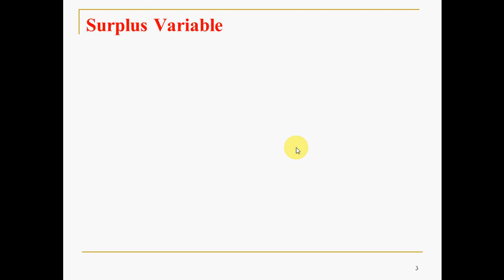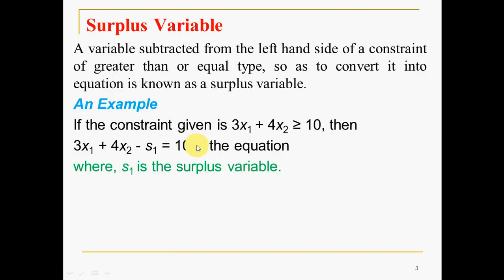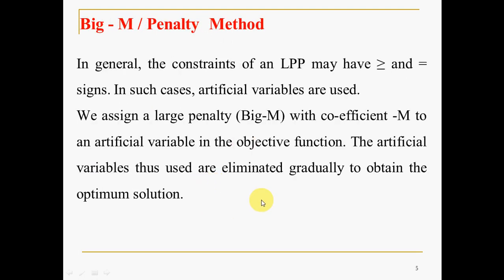I hope I met the predefined objectives of this session. So the objectives were like this. Define the surplus variable. Now you are in a position to understand what the surplus variable and artificial variable are. Understand the framework of the Big M method. It is nothing but the simplex method only, sometimes also called the penalty method, as I have told, or the M technique, which means the Big M method only. And now we are in a position to solve an LPP, that is, a linear programming problem, using the Big M method. And these are the examples for surplus variable, artificial variable, and what the Big M method is basically.